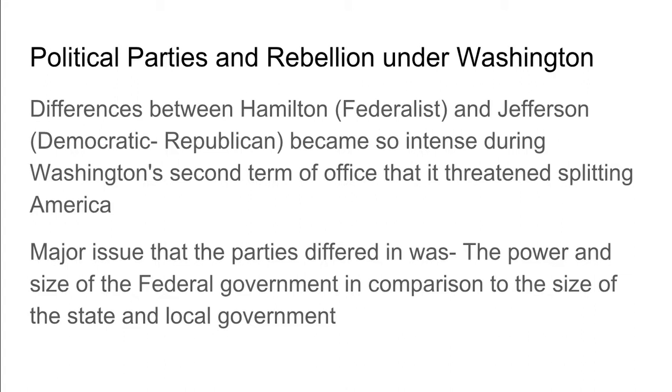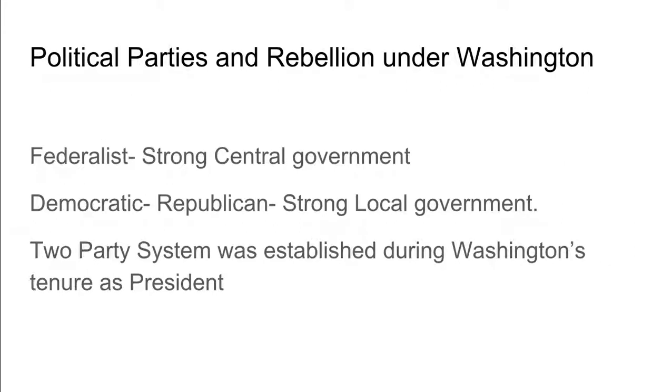Who should be overruling, for example, the idea of education in our system? Is this something that the federal government should regulate, or should it be handled on a state/local level? And that's a debate that is ongoing. But that split that we had caused Washington to become very weary. One more time, the Federalists are a strong central government, the Democrat Republican are a strong local government, and the two-party system is established all the way back into Washington.